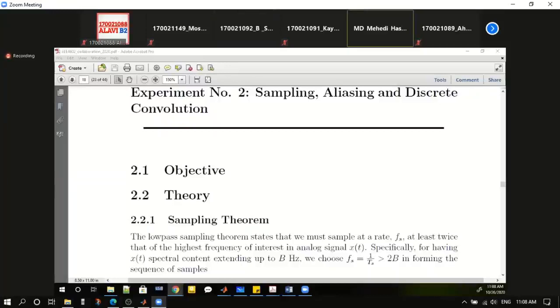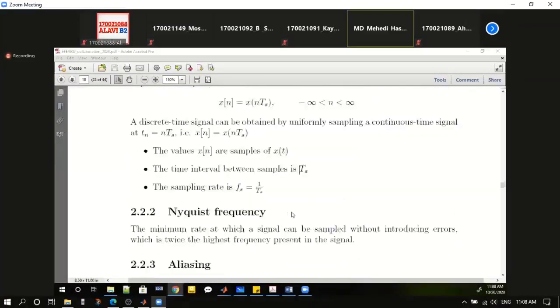So is it clear to all of you? This theory has been covered in your class, so I'll not go deeper into discussing it. Now 92, what is aliasing? The Nyquist frequency is the minimum frequency required to do the sampling. If you don't follow the minimum requirement of 2 times fs, then aliasing will occur. So what is aliasing?